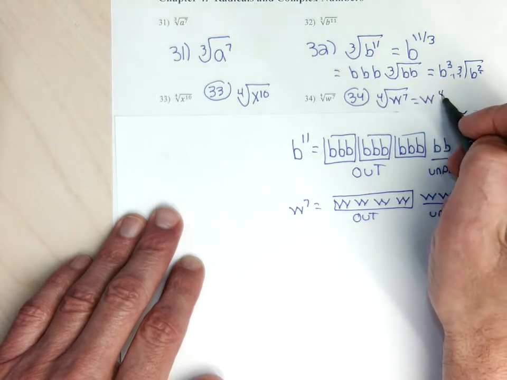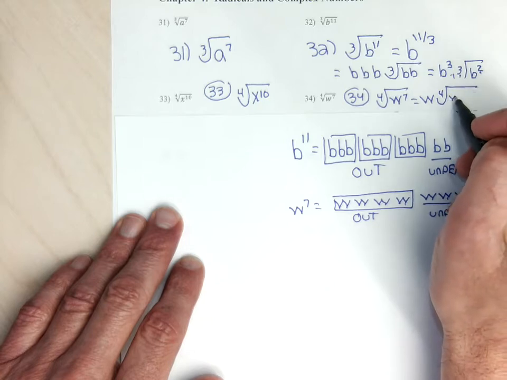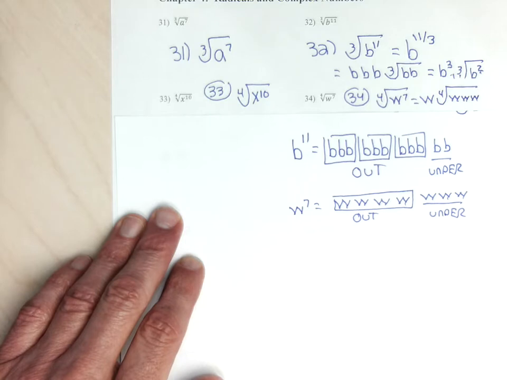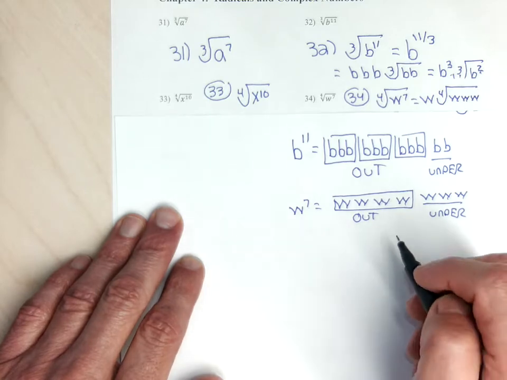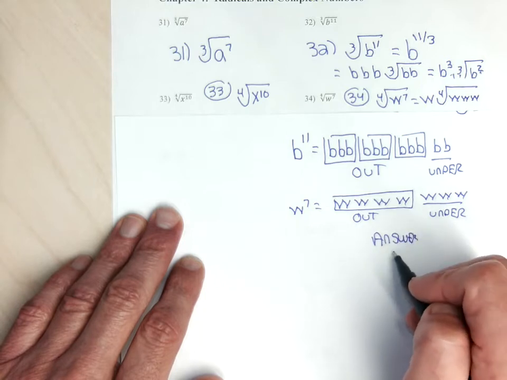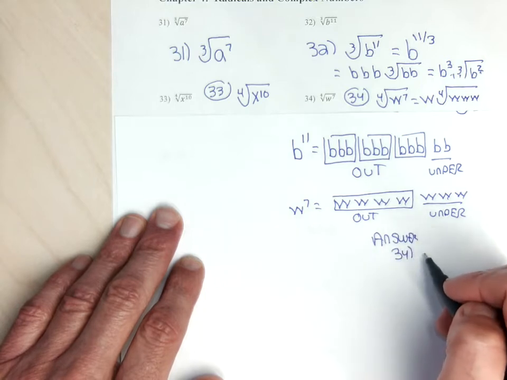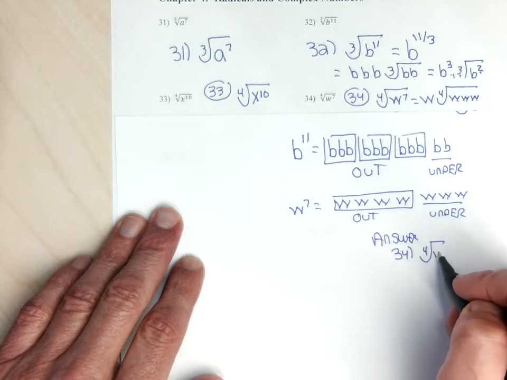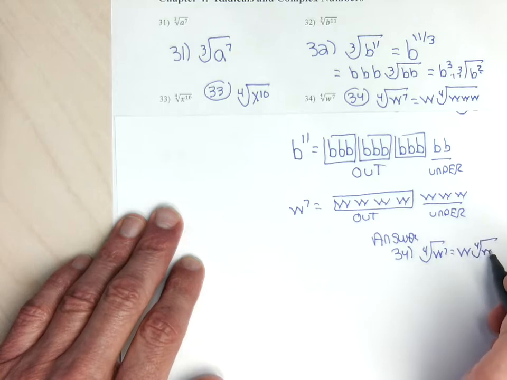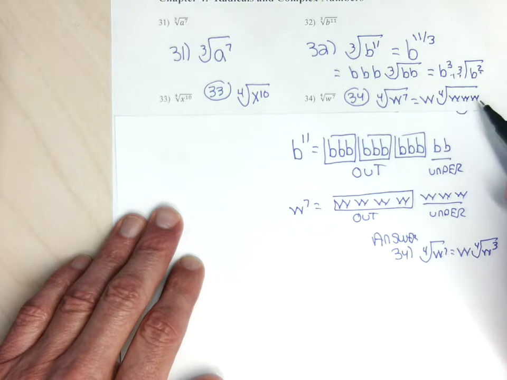And under my radical, I'd get those 3 w's that were left over. I'd multiply those and get w cubed. My answer for 34 is that 4th root of w to the 7th. It's going to reduce to a w in front of the radical, and then under the radical, I get a w cubed for these 3 w's. A radical is never reduced if the exponent is tied or bigger than the index.